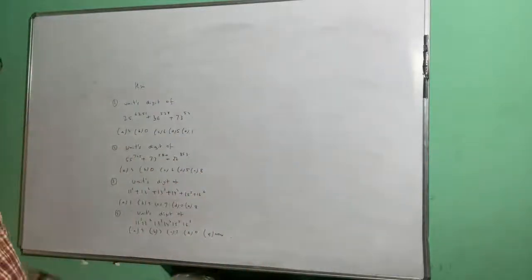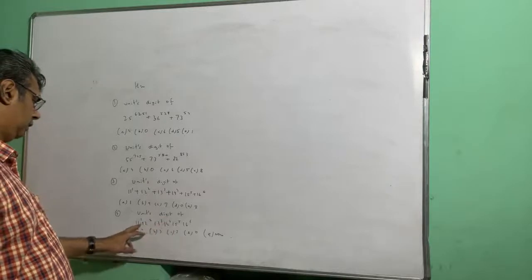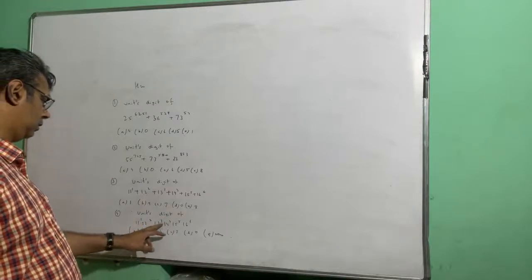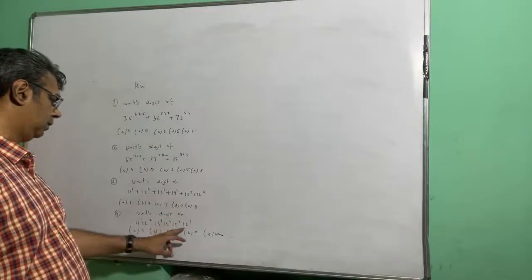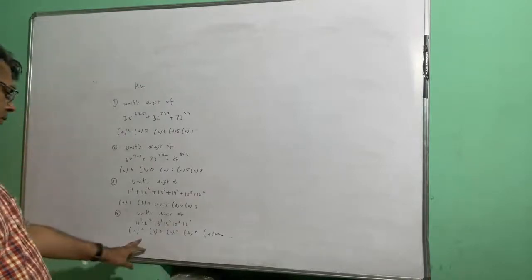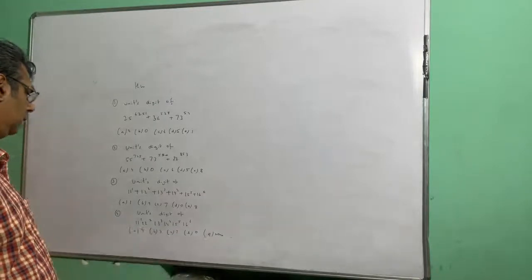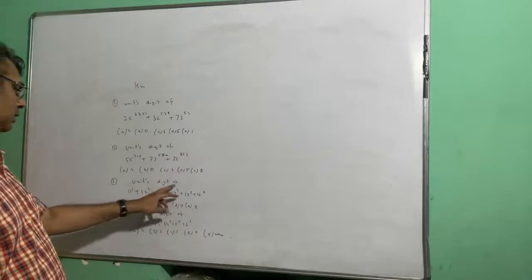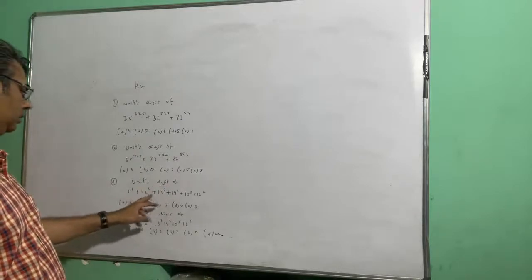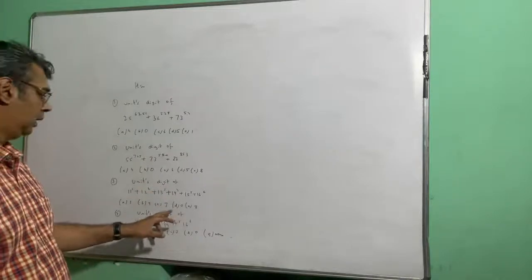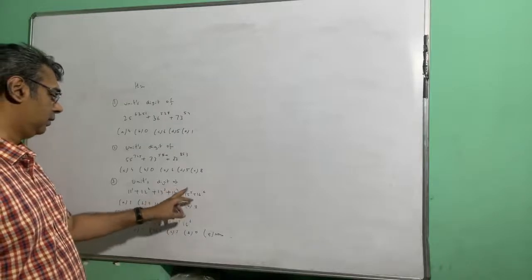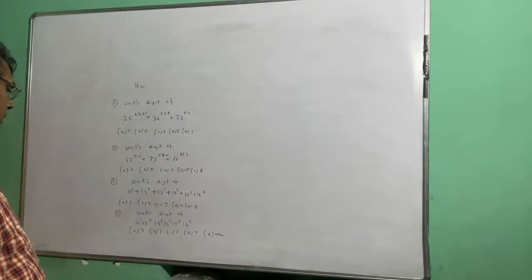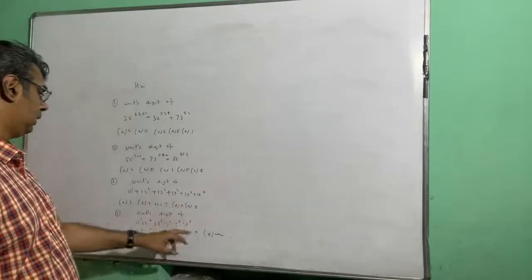Question number 4. Find the units digit of 11 to the power 1, 12 to the power 2, 13 to the power 3, 14 to the power 4, 15 to the power 5, 16 to the power 6. Options are 4, 3, 7, 0 and none. Question number 3. Units digit of 11 to the power 1 plus 12 to the power 2 plus 13 to the power 3 plus 14 to the power 4 plus 15 to the power 5 plus 16 to the power 6. Options are 1, 9, 7, 0, 8.